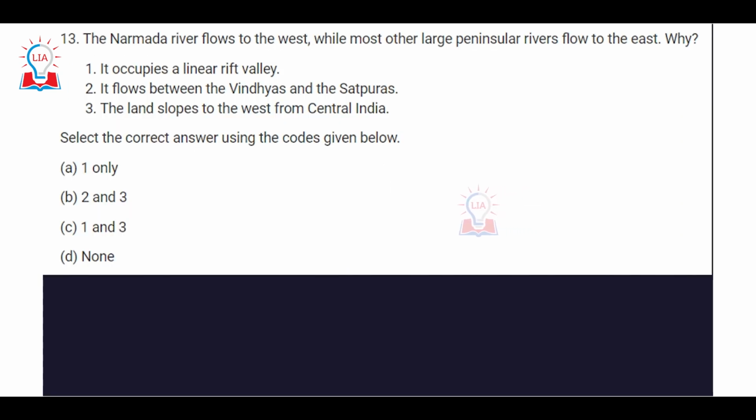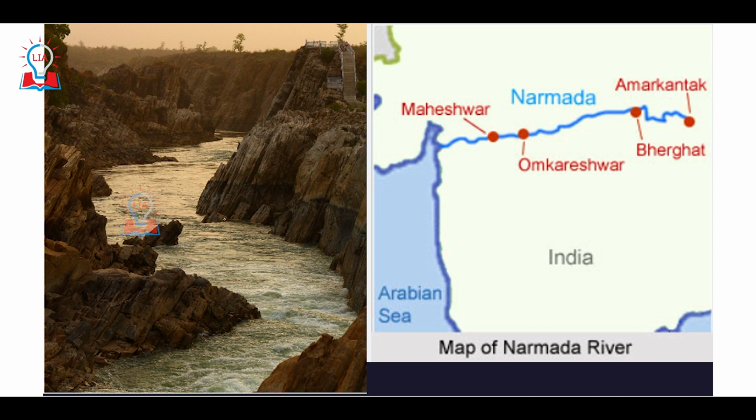Next question is related to the river Narmada, where it has been given that Narmada river flows to the west, while most other large peninsular rivers of India flow to the east. Why? Three statements are given. It occupies a linear rift valley, it flows between the Vindhya and Satpura, and the land slopes to the west from central India. So the correct option here will be, again, a question that has been picked directly from the NCERTs. The statement is mentioned in NCERTs that Narmada river actually is flowing in a rift valley.